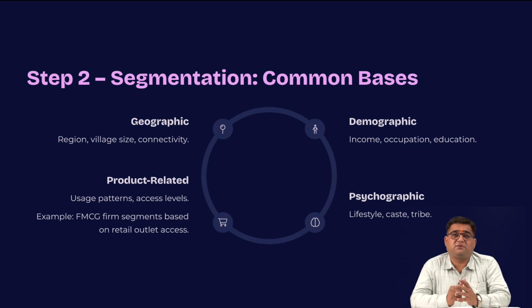Another classification is product related segmentation. This involves grouping based on product use pattern, such as current users of a product category versus non-users or potential first time buyers. The key is to select segmentation criteria that genuinely influence product demand. For example, an FMCG company might segment villages based on their access to retail outlets, which would then dictate different distribution and communication strategies for high access versus the low access villages.